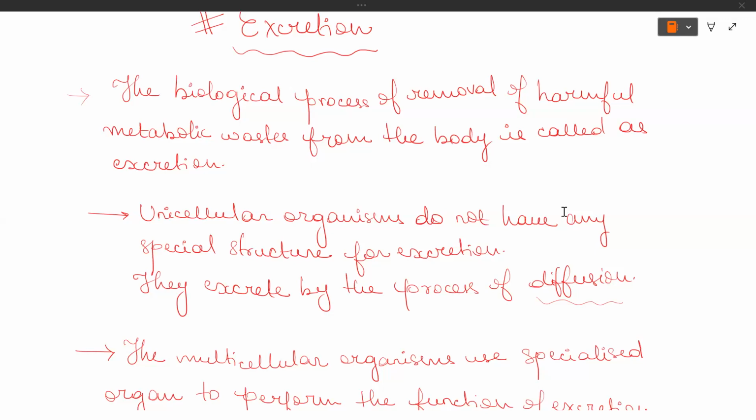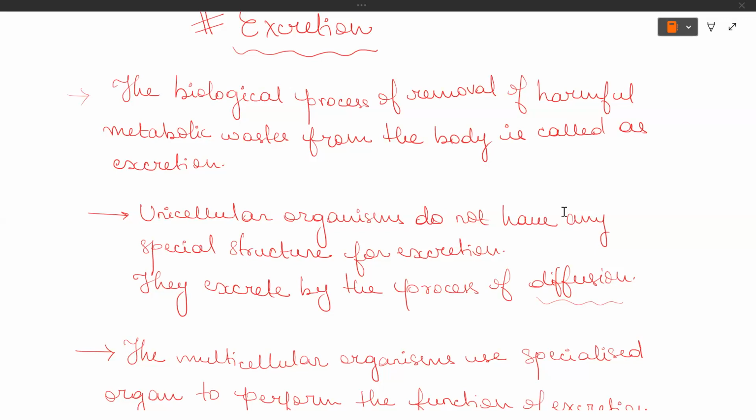Can you name some of the minerals that are taken up from the soil? Ma'am, nitrogen, potassium, phosphate and phosphorus, iron, and magnesium. Both of you are correct. Very good.